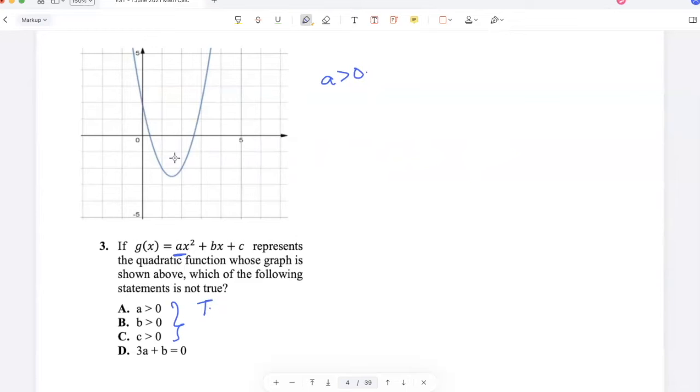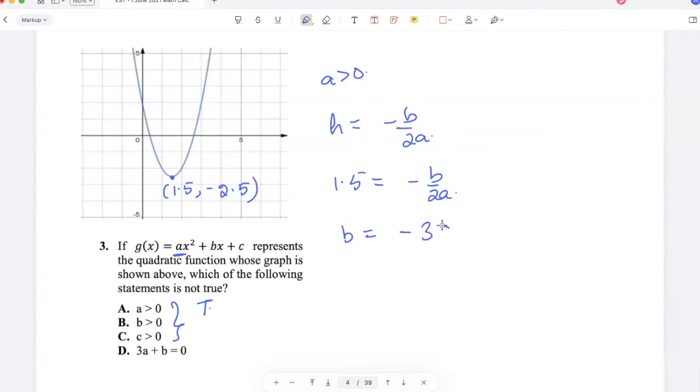Now we can see that the vertex is at 1.5, comma, minus 2.5, right? And what is the x coordinate of the vertex? The x coordinate of the vertex is minus b by 2a. So h is 1.5, which is negative b by 2a. So b is minus 3a, right? Now we know that a is positive. And if a is positive, then minus 3a has to be negative. So b is negative, right? Which means that this statement is not true. So definitely this is my answer, option B.